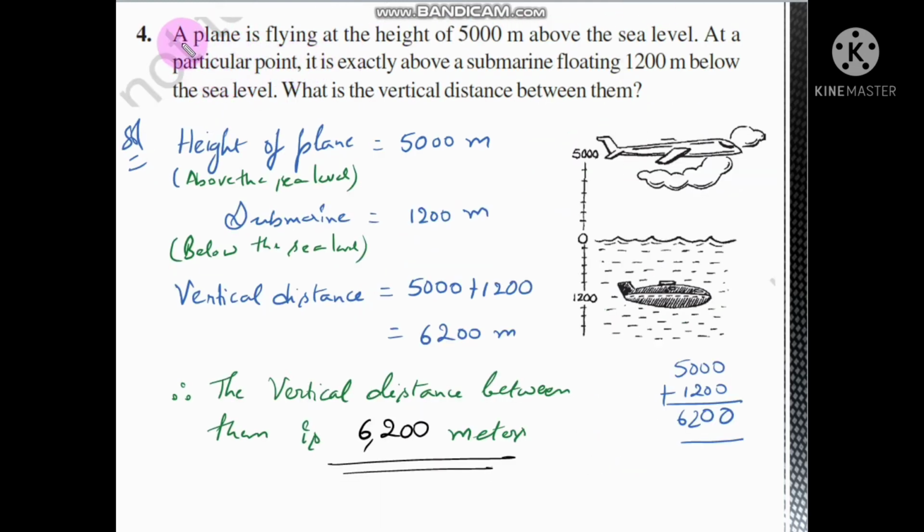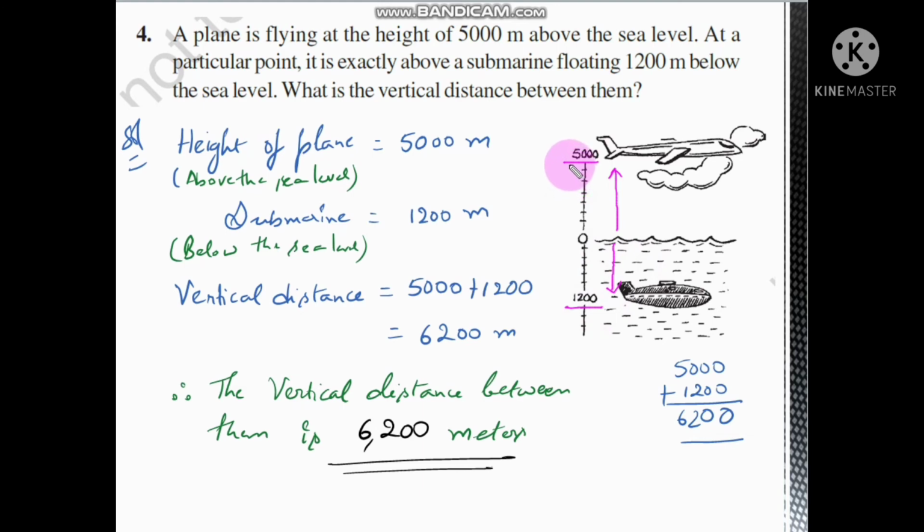Question number 4. A plane is flying at the height of 5000 meters above the sea level. At a particular point, it is exactly above the submarine floating 1200 meters below the sea level. What is the vertical distance between them? If you observe the picture here, it is clearly drawn. Here is a plane flying at the height of 5000 meters above the sea level. And there is a submarine under the sea which is 1200 meters below the sea level.